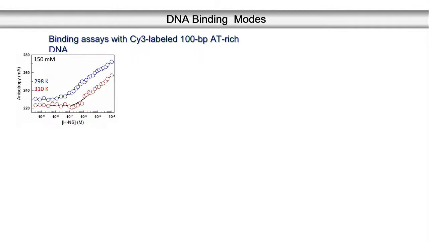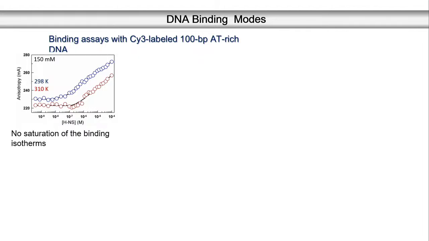As the protein binds the DNA, the rotation will be slowed down, and hence you will have an increase in anisotropy as a function of concentration, and this can be used to quantify some kind of binding affinity of this protein to DNA. And what you see here is that at 298 Kelvin, as you add more and more molecules of HNS, the anisotropy increases, which means that more DNA is binding the protein, and it saturates beyond this point. At 310 Kelvin, this curve is shifted to the right, which means at higher temperature there is a weaker binding to DNA.